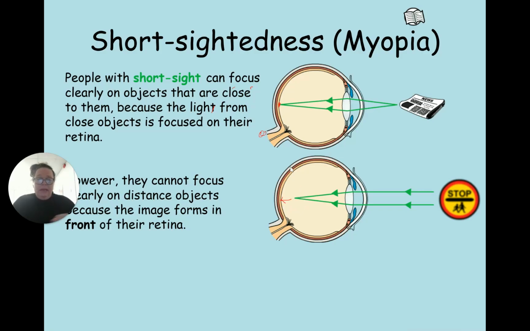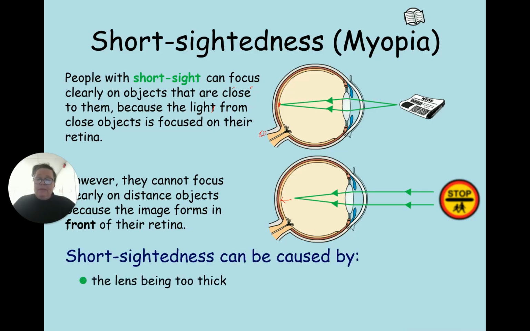And again, oppositely, the reason it can be caused by the lens being too thick, so it refracts the light too much here, or the eyeball being too long or too big. Because if that eyeball was shorter, it would actually focus on here, but the back of the eyeball would be there if it was shorter. Okay, so we've got long-sighted hyperopia, short-sighted myopia, and the reasons why they happen.